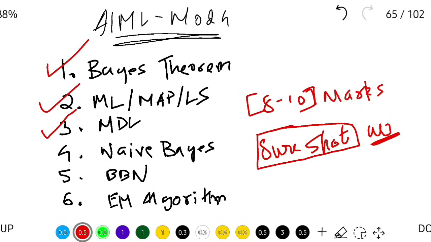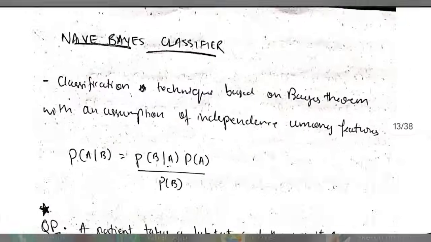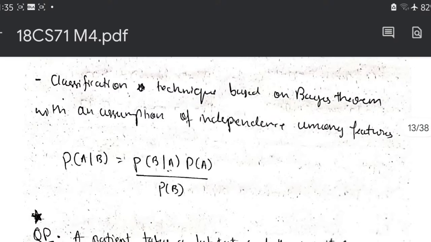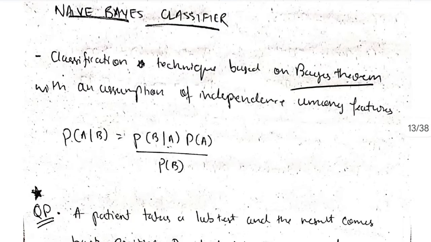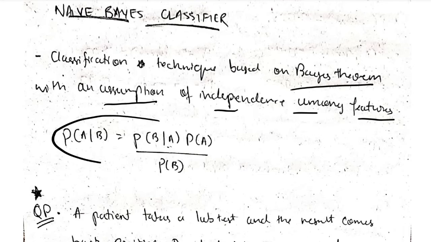For the Naive Bayes classifier, I have considered an ample number of examples because this is a sure shot question which is asked in almost all the previous question papers, even in the model question paper. So at any cost, don't miss this one. There is an algorithm as well as the numerical. The numerical is more important, so listen carefully. It is a classification technique based on the Bayes theorem with an assumption of independence among features. This is the formula which we'll be using mainly, but we'll be applying it on a large scale.